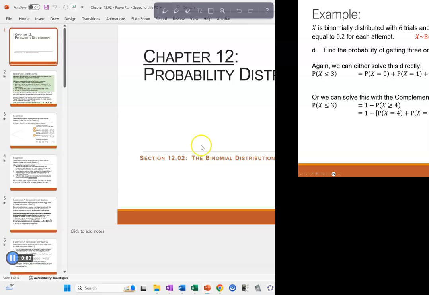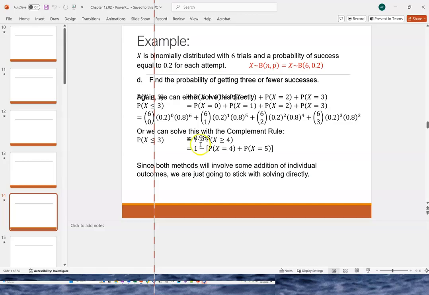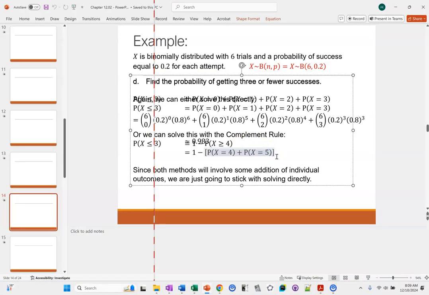So again, if I do this directly, I would need to find these. If I do this as a complement, I think I forgot to write plus P(X = 6) there. That's an oopsie. Let's pop that open and change that real quick.